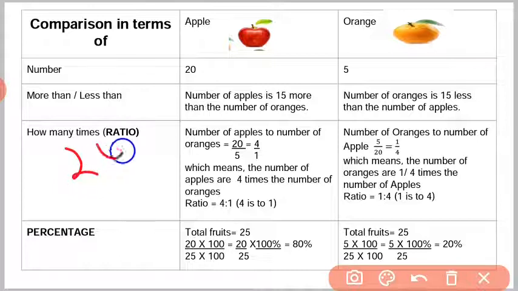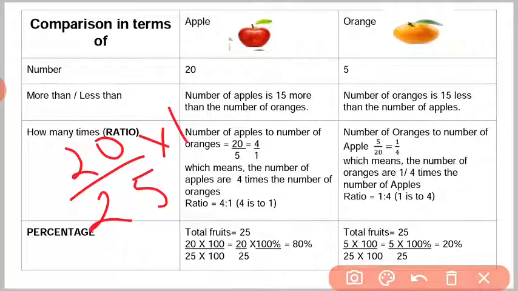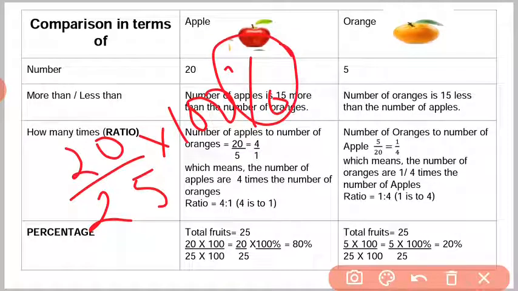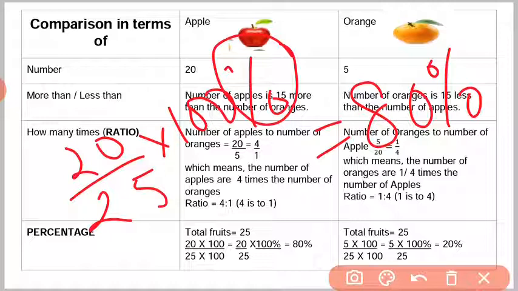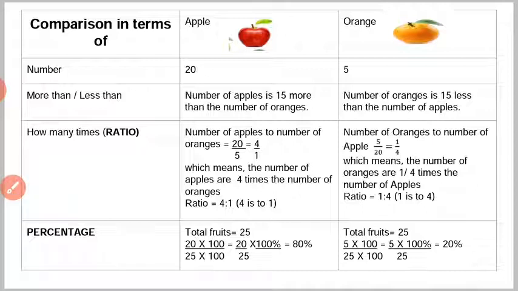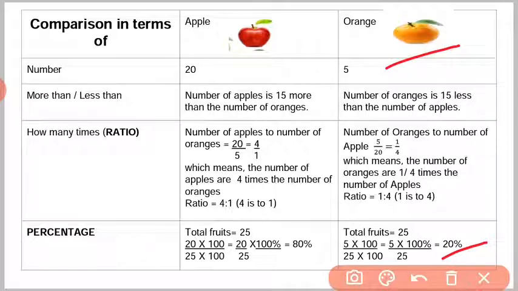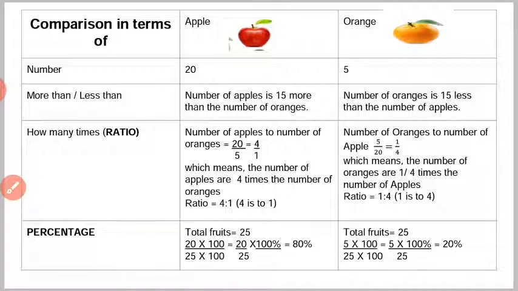So what will be the answer? 20 divided by 25 multiply 100%. This percent actually is 1 by 100. Now calculate it. You will get the answer as 80%. So in terms of percentage, apples are 80% out of total fruits. And what about oranges? It will be equal to 20%. So ratio and percentage are used for comparison between two quantities.